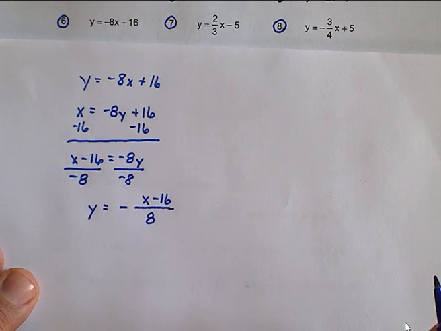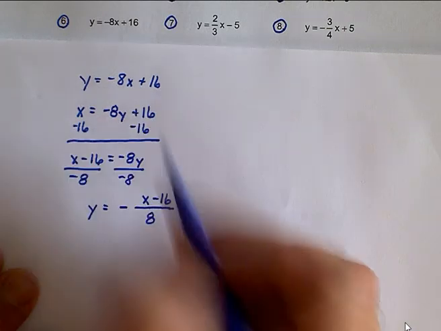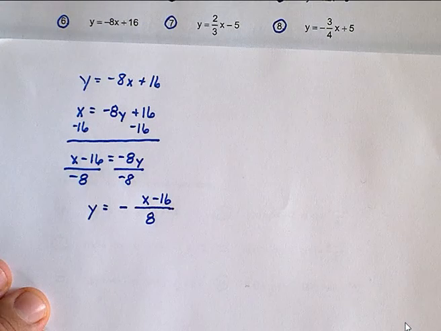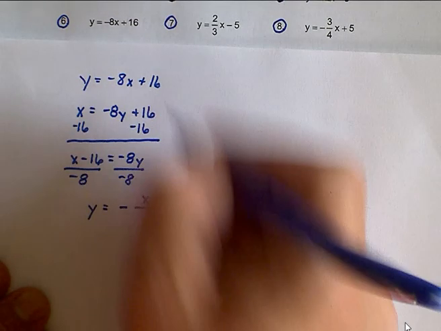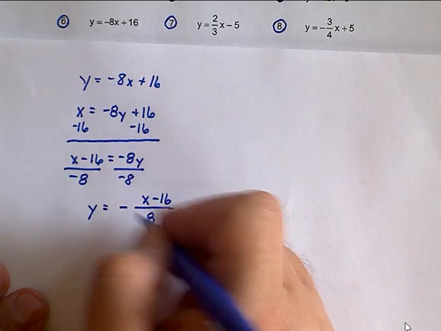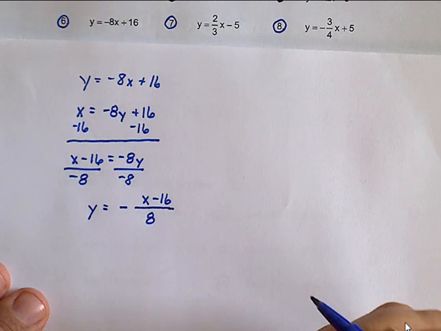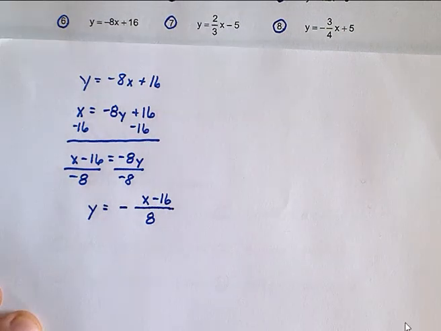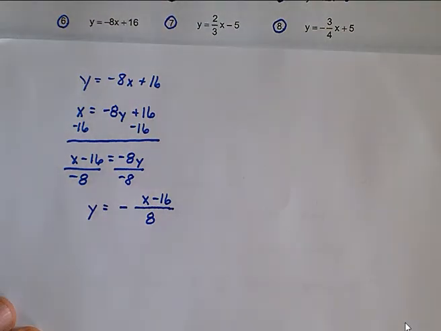Okay, so given this equation, this is my inverse. Now, if you look at it, it contains inverse operations. The original had plus 16, the new one has a minus 16. The original had times negative 8, the inverse has divide by negative 8. So that's going to be fairly common with these kinds of problems. But do the steps, otherwise you're going to end up with some little arithmetic errors that you probably wouldn't normally make. Do the steps, spell it out, show the work, and then give me that final answer.